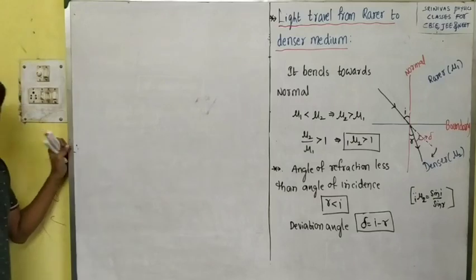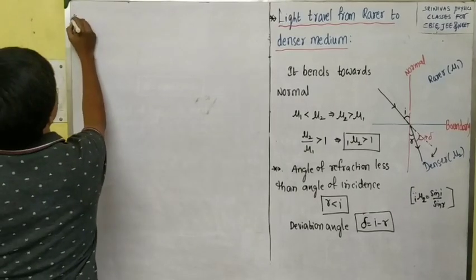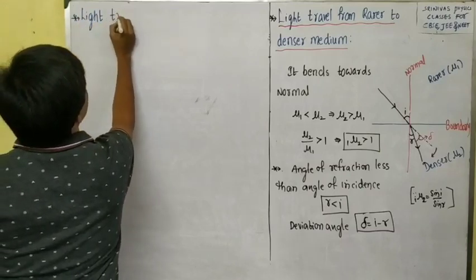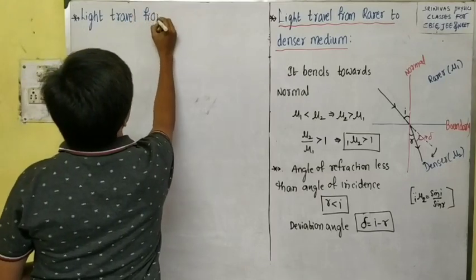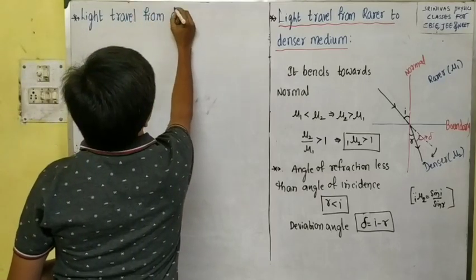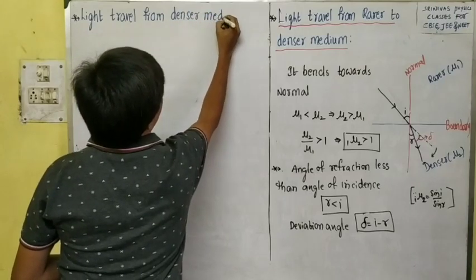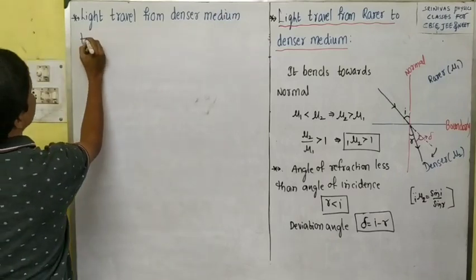Let us see one more point, that is light travel from denser medium to rarer medium. If light travels from denser medium to rarer medium, then what happens?